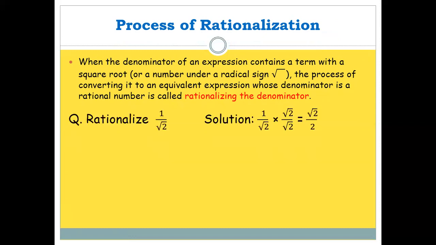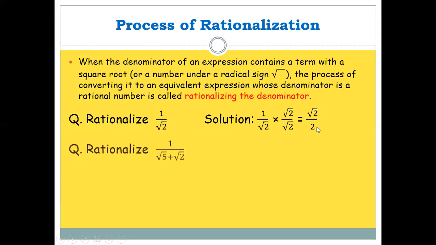Now you can see from this example, if we are supposed to rationalize 1 upon root 2, we know that the denominator is root 2, which is an irrational number. So we need to make it rational. So we are rationalizing the denominator. We are making the denominator from irrational to rational. So root 2 must be multiplied with root 2 itself. So when you multiply root 2 with root 2, root 2 whole power 2, it becomes 2. So we have the result here, root 2 upon 2, and the denominator is a rational number now. So we can say we have rationalized 1 upon root 2, and the result is root 2 upon 2.